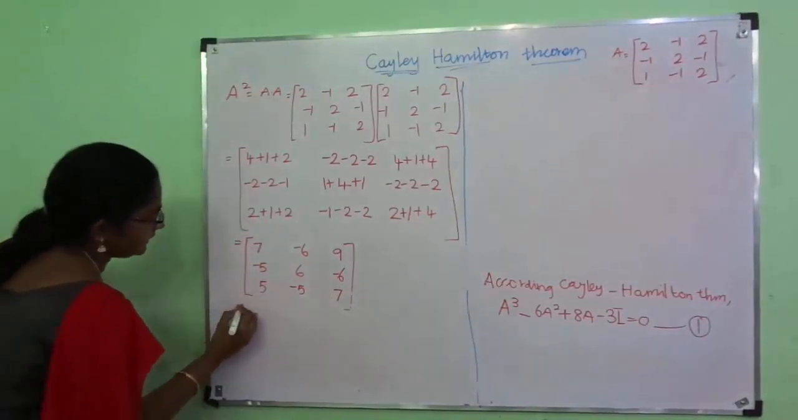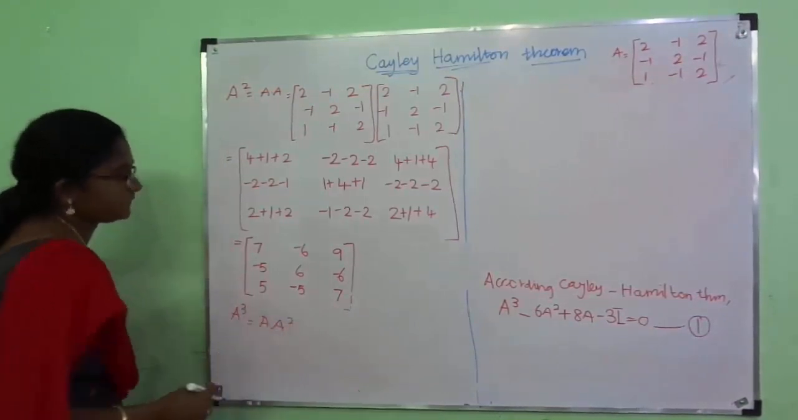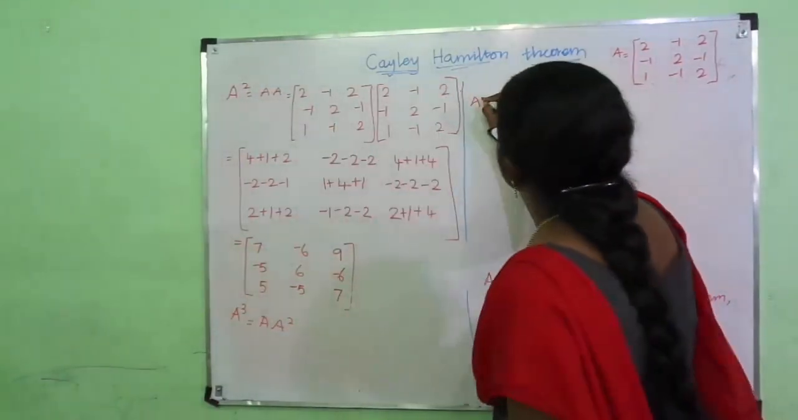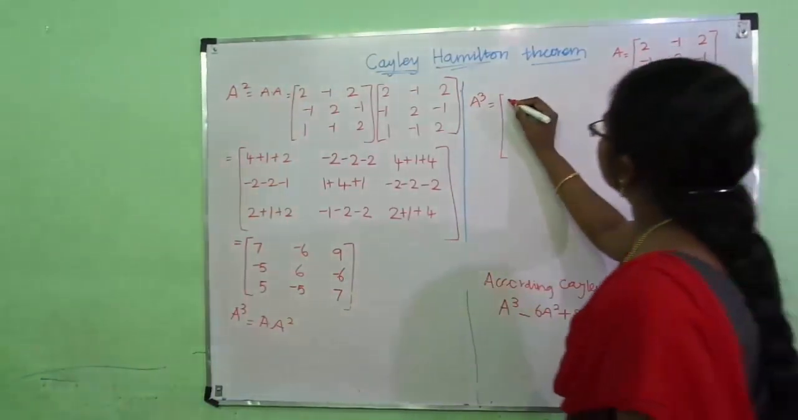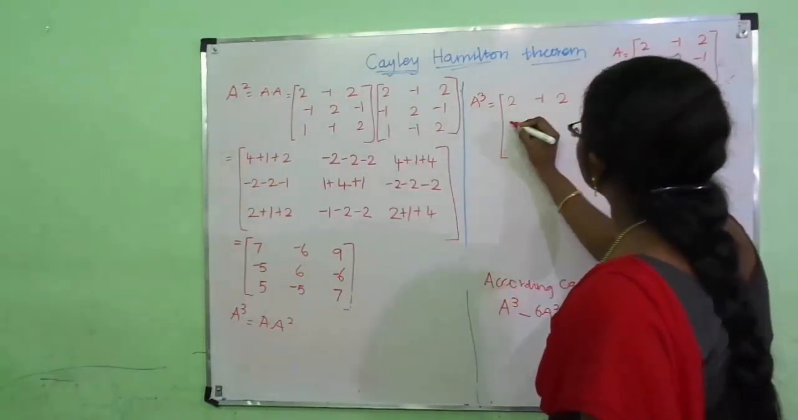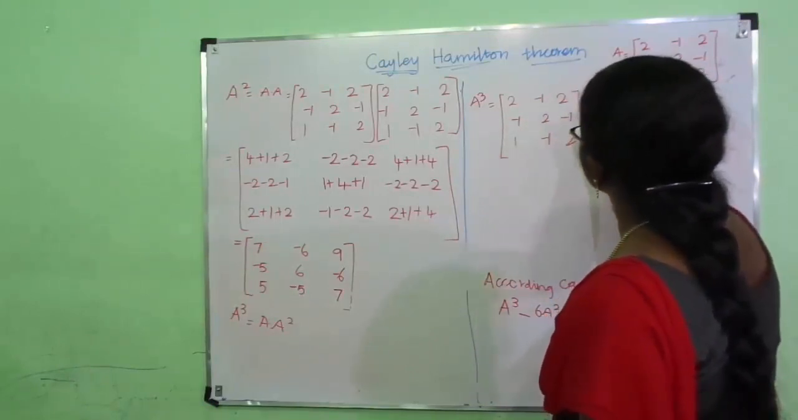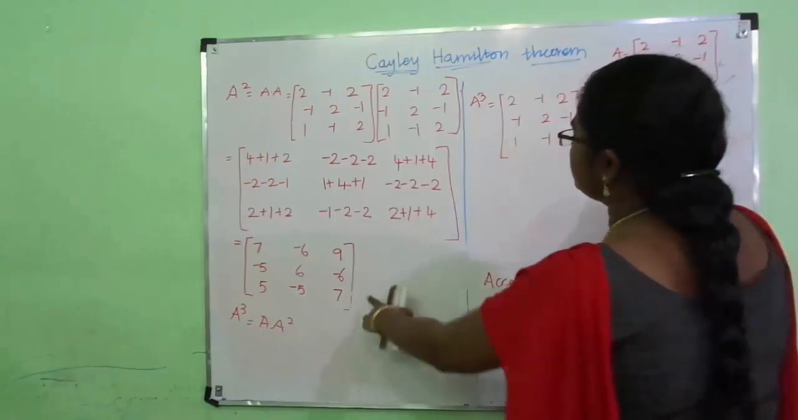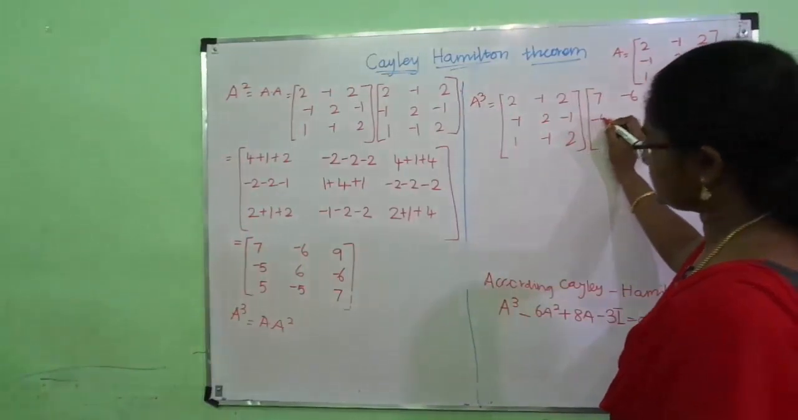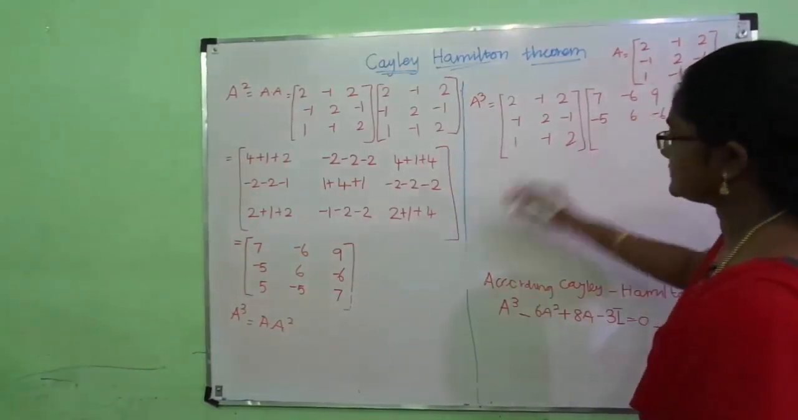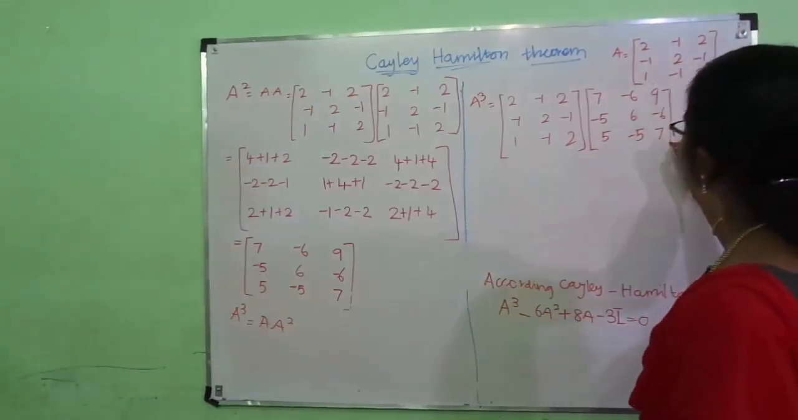Next we are going to find the A cube matrix. A cube is A into A square. I am going to write A square matrix into A. First I am writing A. A is here, the given matrix: 2 minus 1 2, minus 1 2 minus 1, 1 minus 1 2. Now the A square matrix which we have found here: 7 minus 6 9, minus 5 6 minus 6, 5 minus 5 and 7.